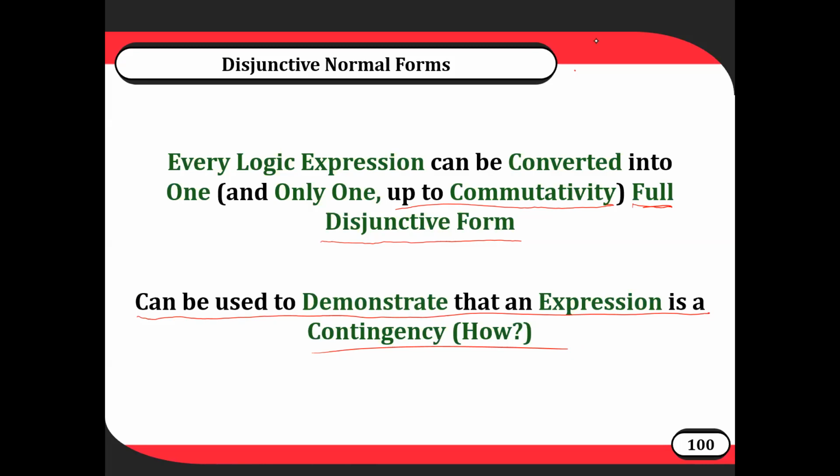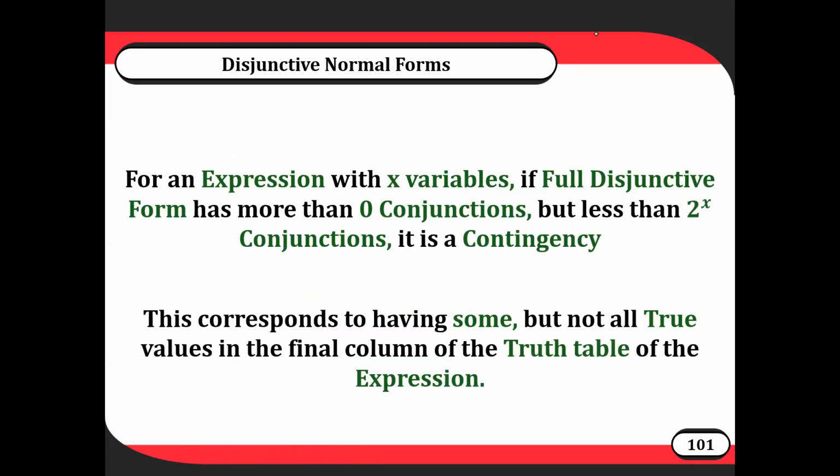Can you tell if there's a case missing for it to always be true? Yeah, that's, I think what you said is what you do. So basically, you know how many rows are going to be in your truth table. There's going to be 2 to the x rows in your truth table. So if you have less than 2 to the x conjunctions and more than 0, then it is a contingency. This corresponds to having some, but not all truth values in the final column of the truth table of the expression.